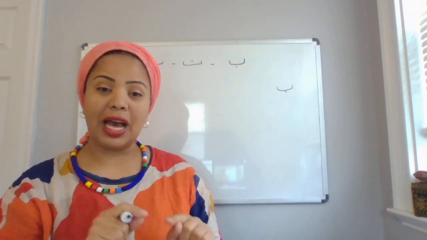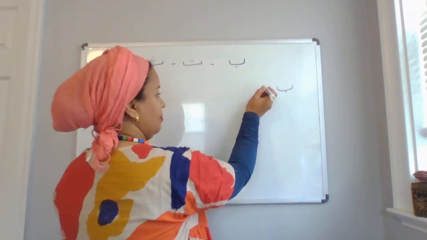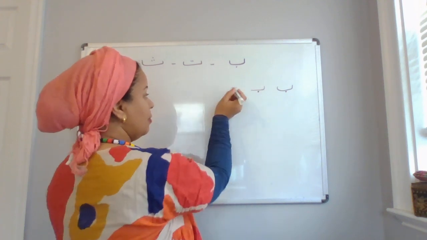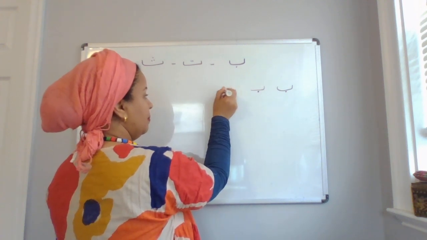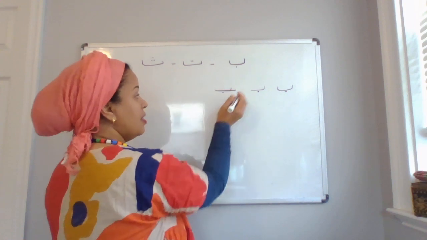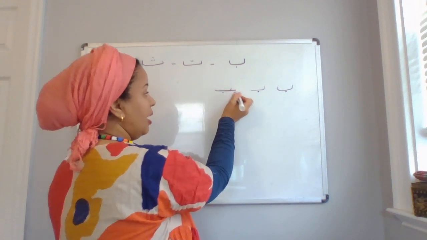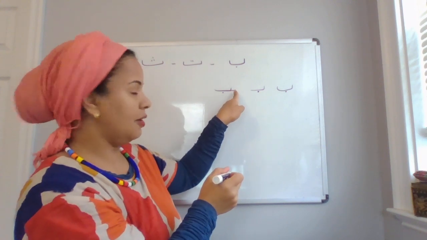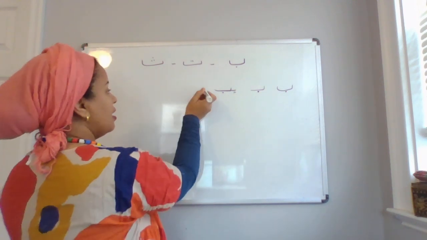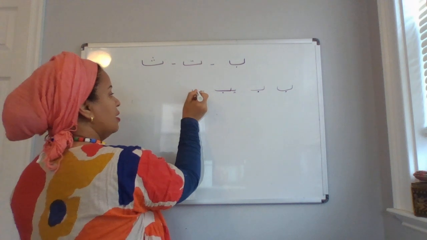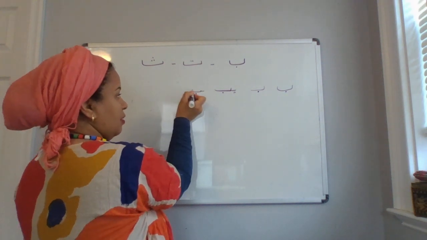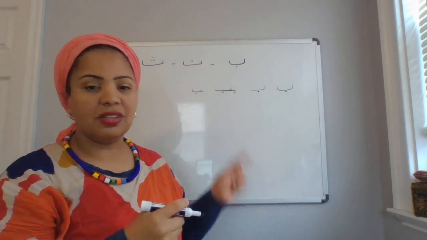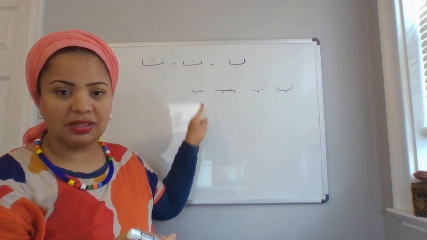How do we write ba at the beginning of the word? Ba, like this. In the middle, ba, like this. This is not part of the letter ba, but that little dash is to indicate that there is a letter before it. And then at the end, like this, there is a little hook because you want to close the sound. It's the last sound in the word, so you want to be able to close it.